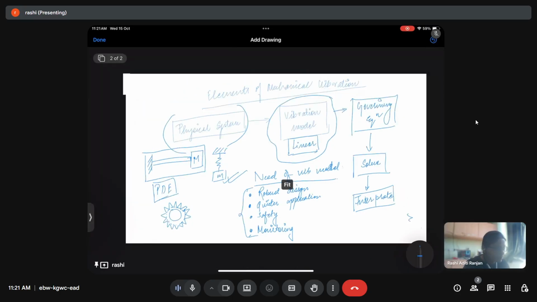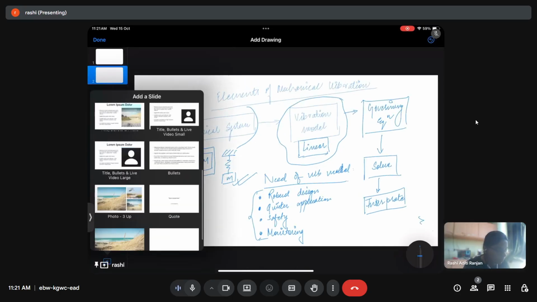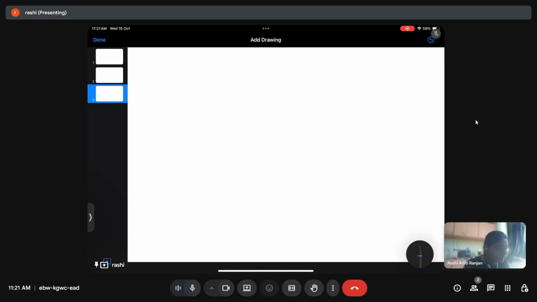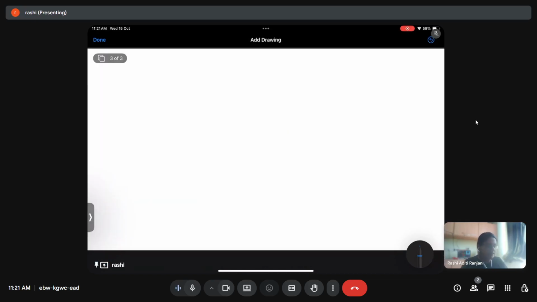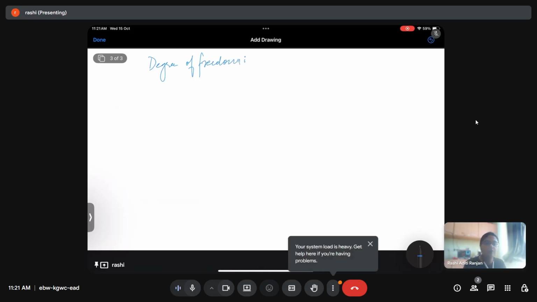Now, the first thing when we talk about modeling of a system, which we talked about a lot, was the degrees of freedom, right? We define the degrees of freedom in many ways, whichever seems easier for anyone to understand can be used. Anyways, degrees of freedom is essentially the number of possible motions that a system can have.